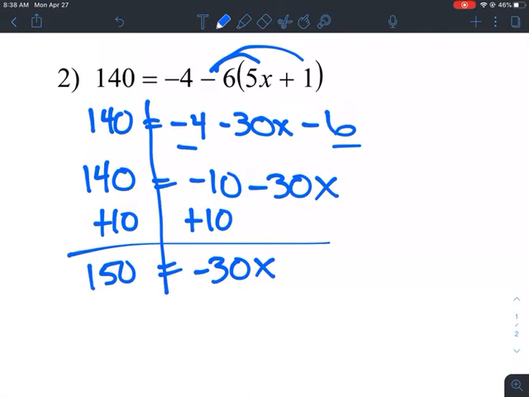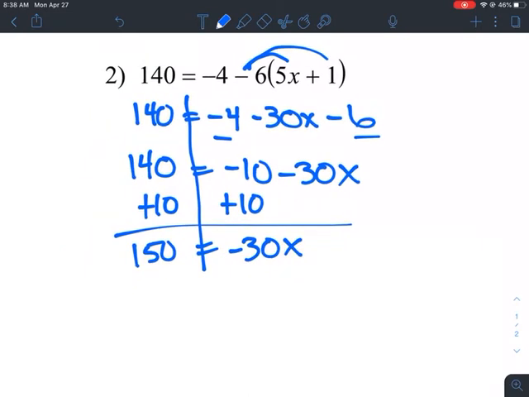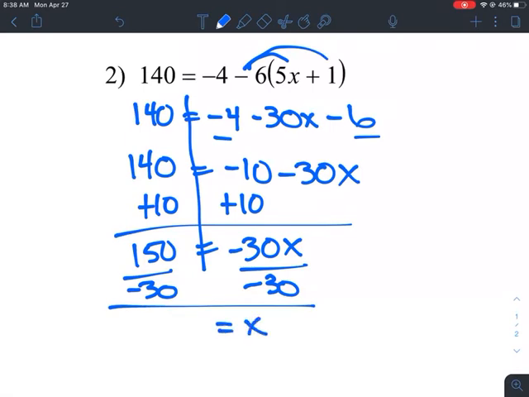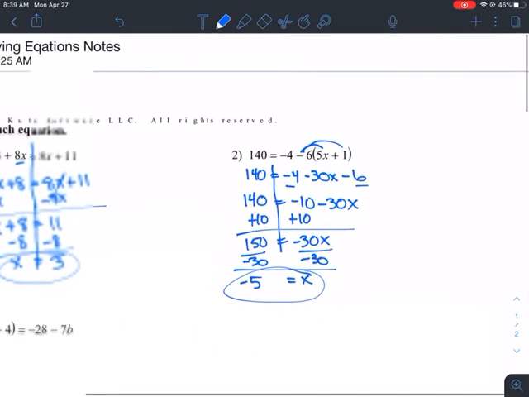When a number and a variable are together like that, where they're actually touching, that means that they're being multiplied together. So the opposite of that is going to be division. So I have to divide both sides by negative 30. And I'm going to end up with x equals negative 5. And ta-da, you are done.